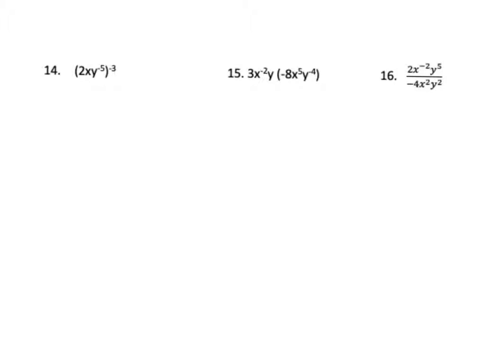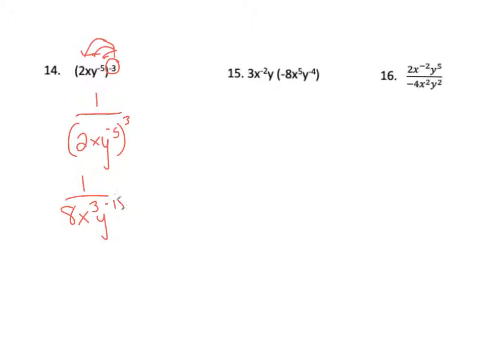Okay, so they're getting progressively more challenging. First thing you could do is distribute this negative 3, or I like to handle this outer negative first and make it 1 over, and I take everything to the bottom, 2x y to the negative 5th to the positive 3rd. Then I distribute. So I'd have 1 over 2 to the 3rd, which is 8, x cubed, y to the negative 15th. One more step. This has got to go back to the top to make it 1 over 8x cubed, y to the 15th.